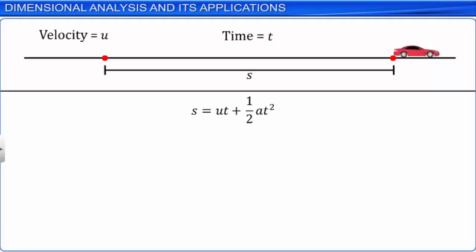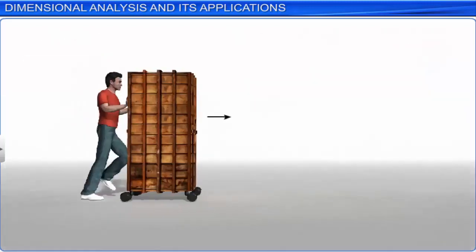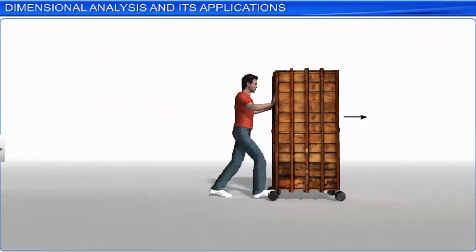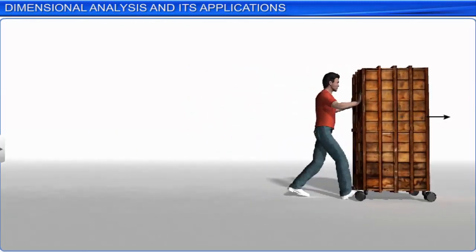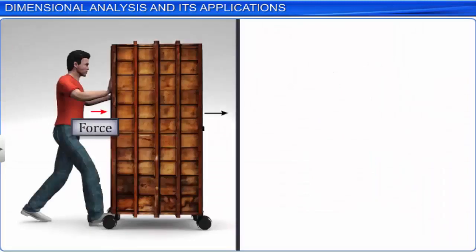Dimensional equations can be used to convert units of a given physical quantity from one system to another, and to thus find the conversion factor. For example, consider the physical quantity force. The dimensional formula of force is MLT power minus 2. The SI unit of force is Newton, and its CGS unit is dyne.